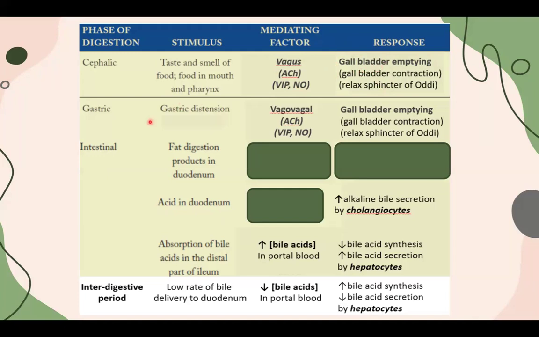Okay, next, the gastric phase. When food reaches the stomach, we have gastric distension. This acts as a stimulus. Again, it releases the same nitric oxide and VIP, and it causes the same effects.